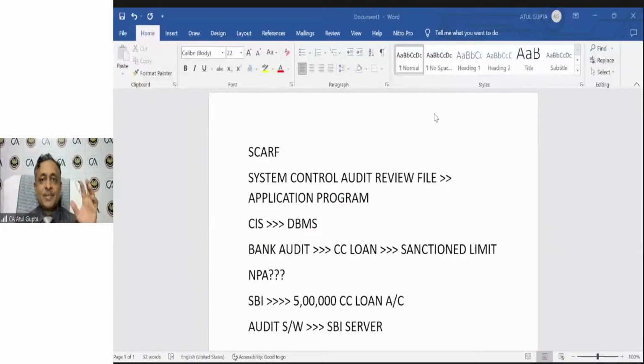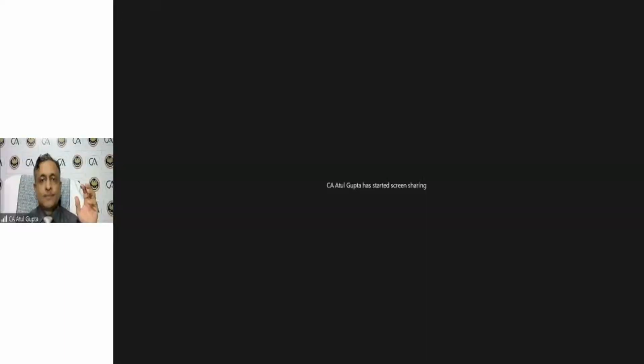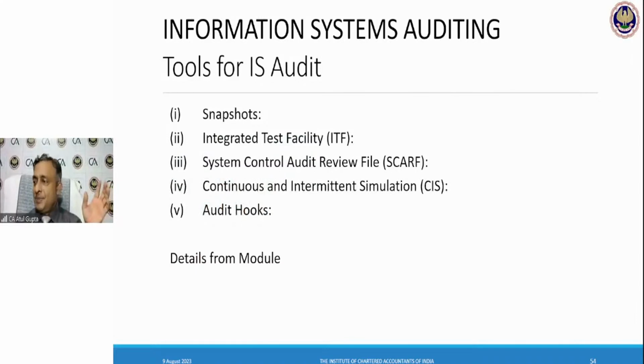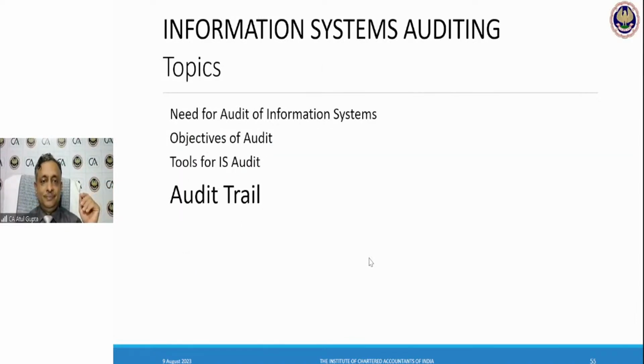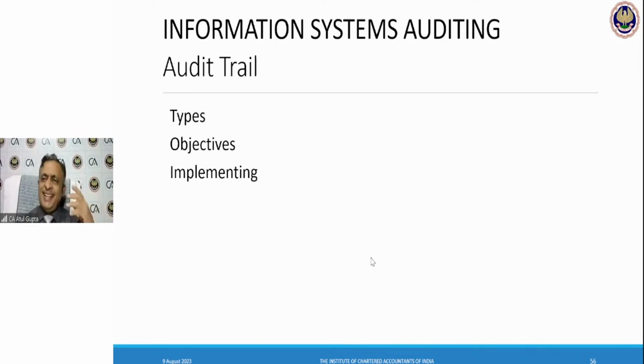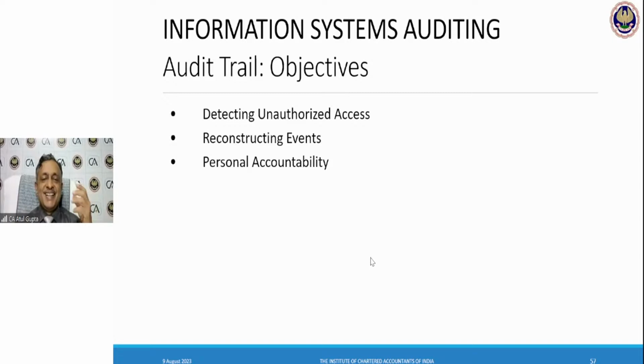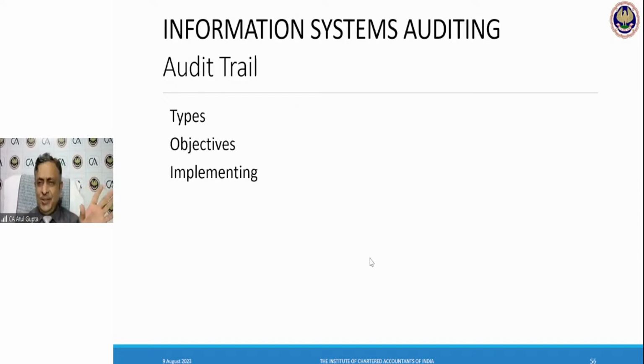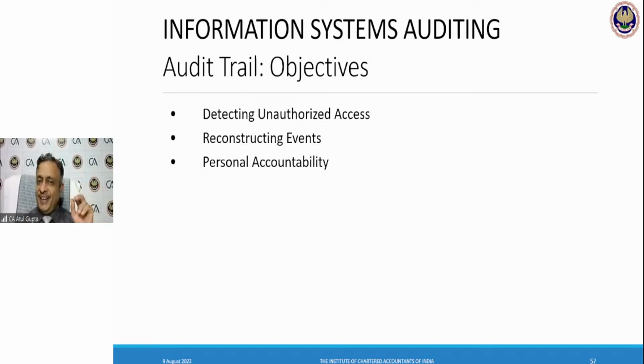So back to slide. So this we completed from the module. Then audit trail, simple. We have talked so many times on this. So what is the objective of audit trail? Detecting unauthorized access, restructuring events, and the person who has done the job, who is responsible for the error. So you can track this through audit trail.